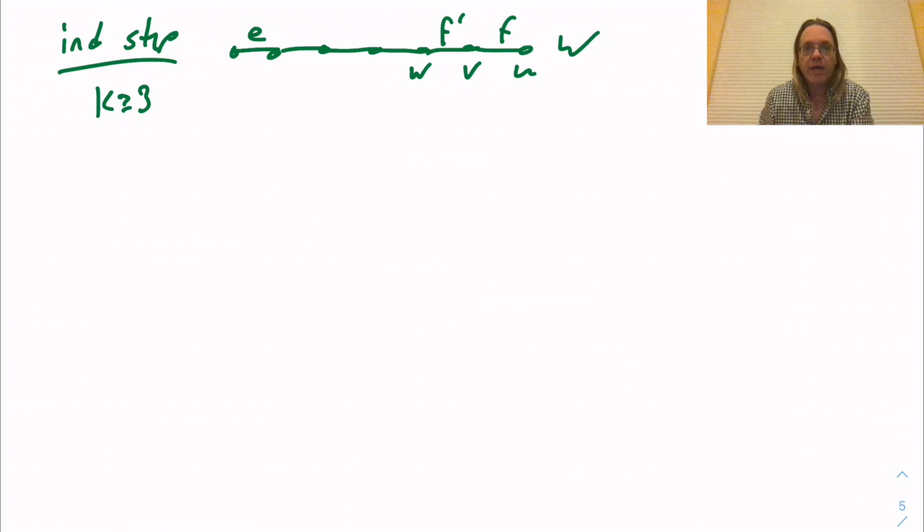And I'll remind you that there are no loops in this graph, so F and F prime are not loops. And moreover, U and W are going to have to be distinct. Otherwise, if F and F prime were parallel, then you could have just put F in place of F prime and had a shorter walk between E and F. So those three vertices, U and V and W, will really be pairwise distinct.